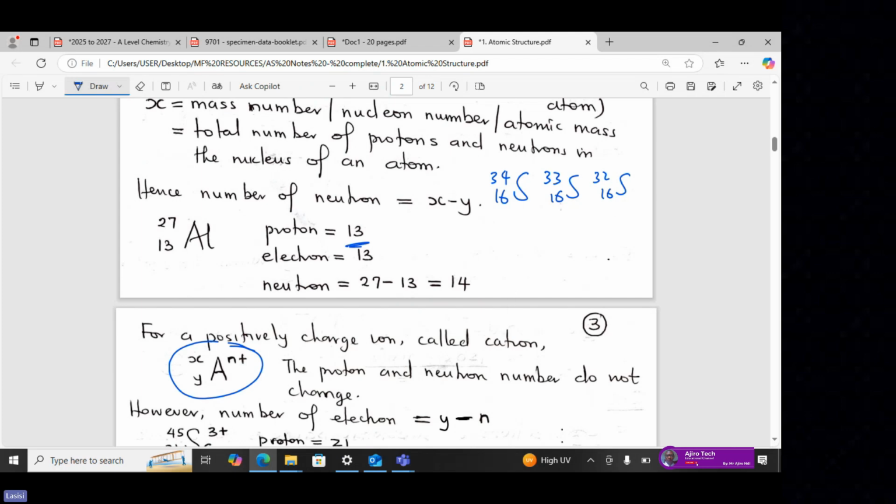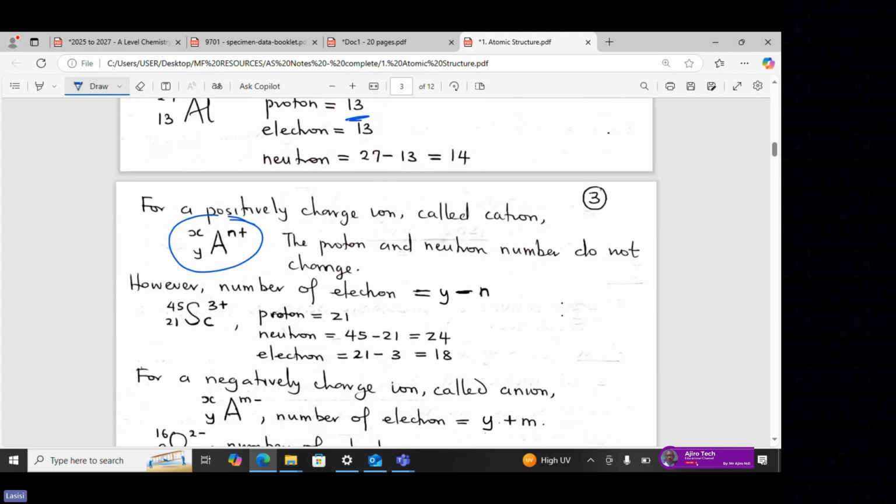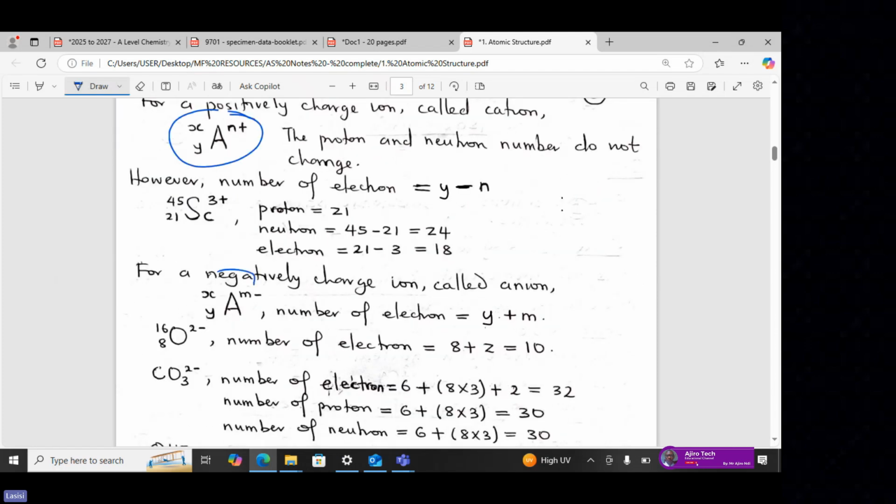So here now, neutron should be X minus Y. Is that okay? Good. What about this one now? How many electrons does it have now? Y plus M, because it has gained M. We don't know what M is. M is a number, M can be anything. So when it carries a negative charge, it has gained extra electrons.